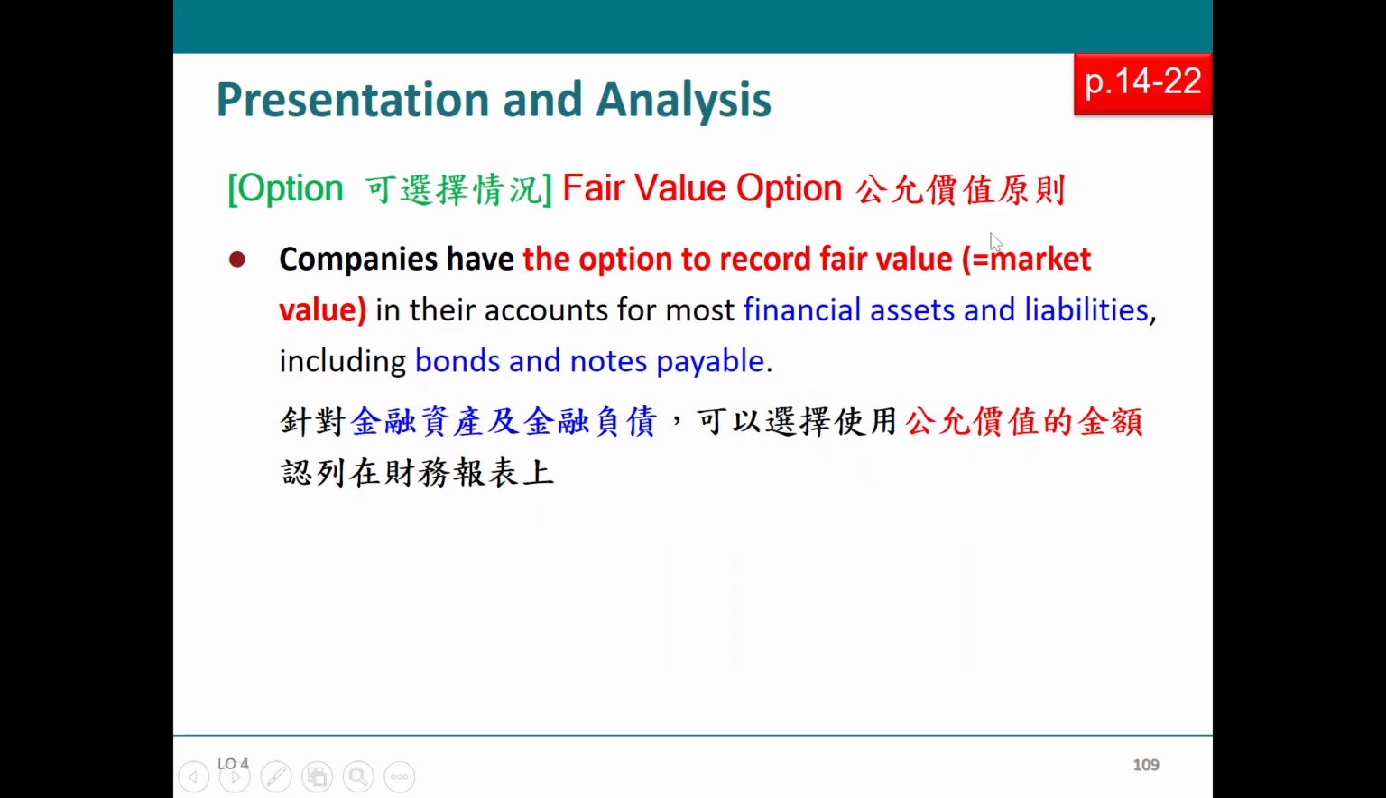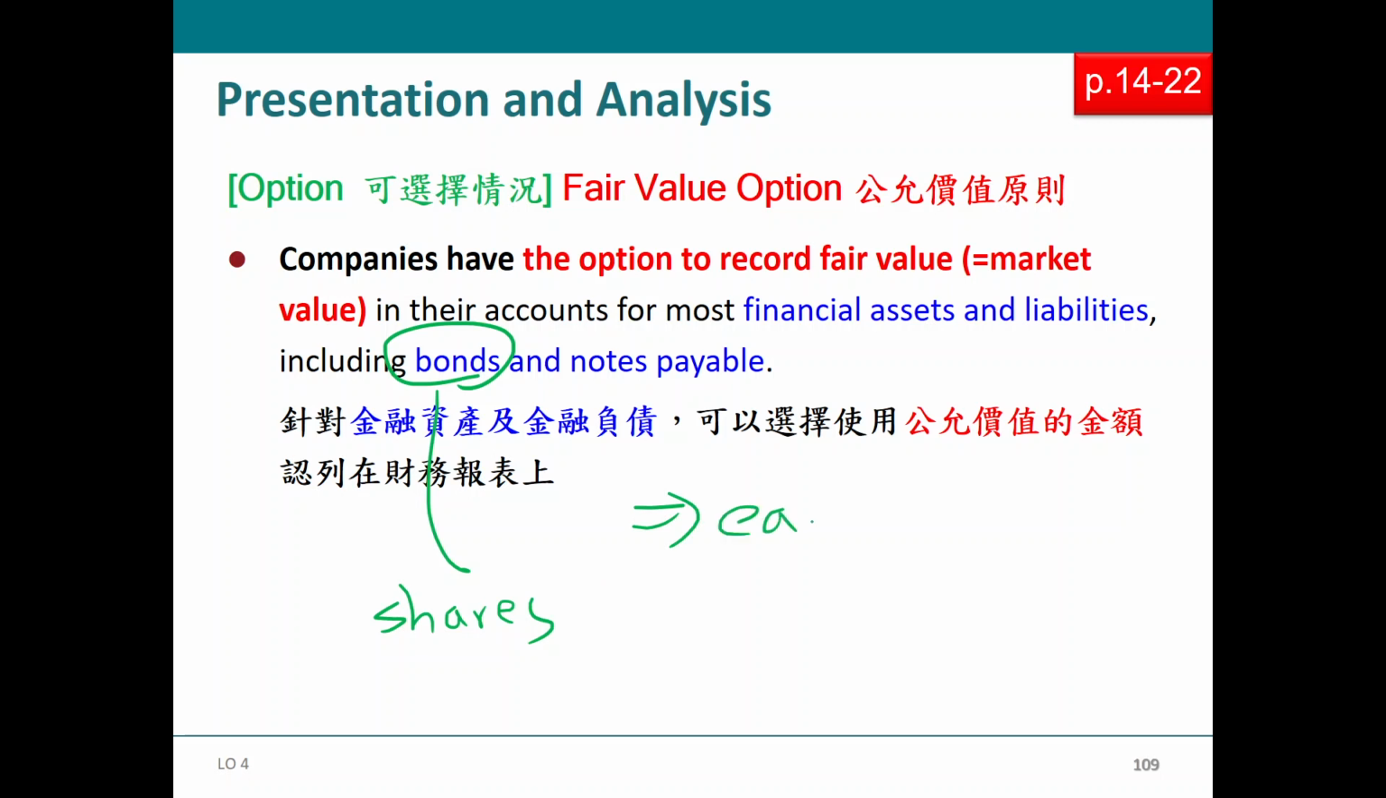On your chapter 14, if you still remember, we allow you to choose the fair value principle only for financial assets and liabilities, only for your bonds and shares. Why is that? Because for bonds and shares, when you have the market value, then we trust the numbers. So usually for bonds and shares, they have the market value.